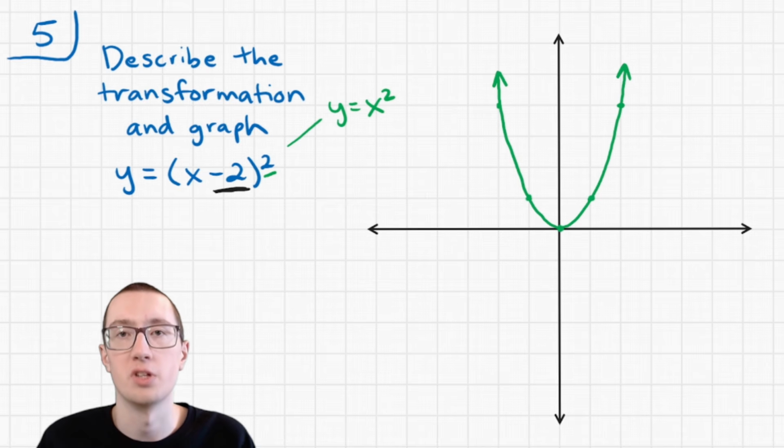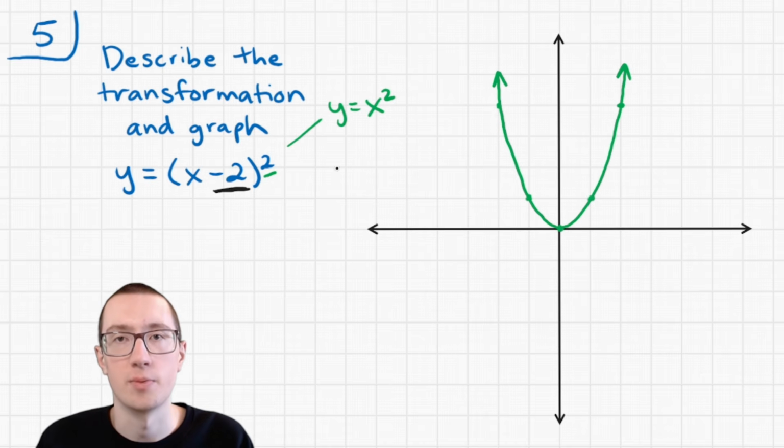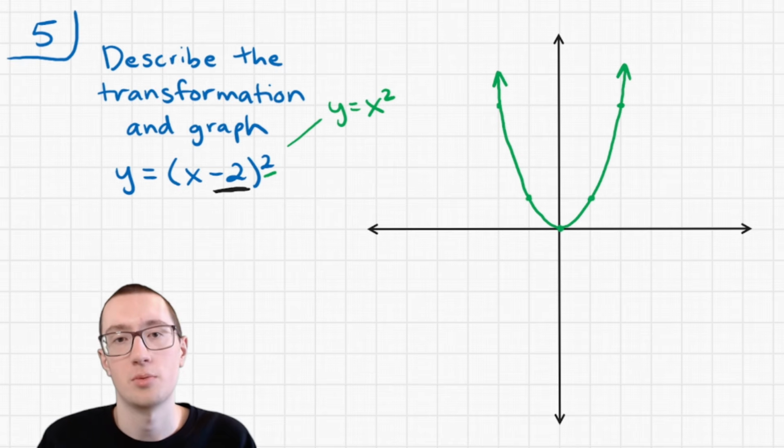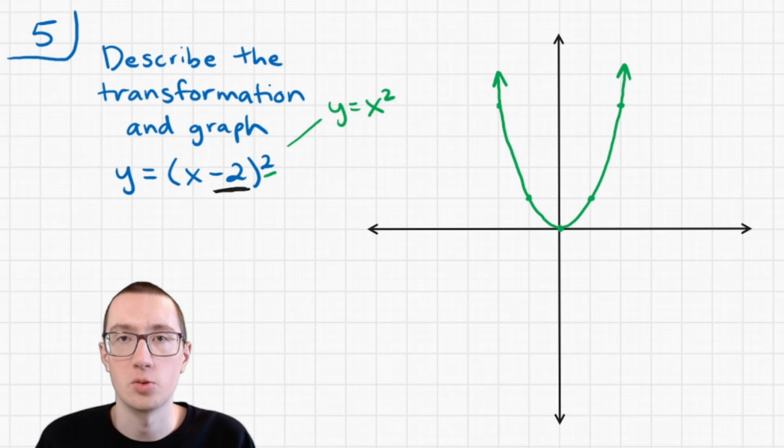And that means we need to either move it left or right. But when it's inside the parentheses, it's actually the opposite of what you might think. A minus sign in parentheses actually means going to the right, and a plus sign means going to the left. If you want to understand more of why that is, you can go ahead and check out the full video in the description. But all you really need to remember is that if it's in the parentheses, it's left or right, and it's the opposite of what you might think it is.